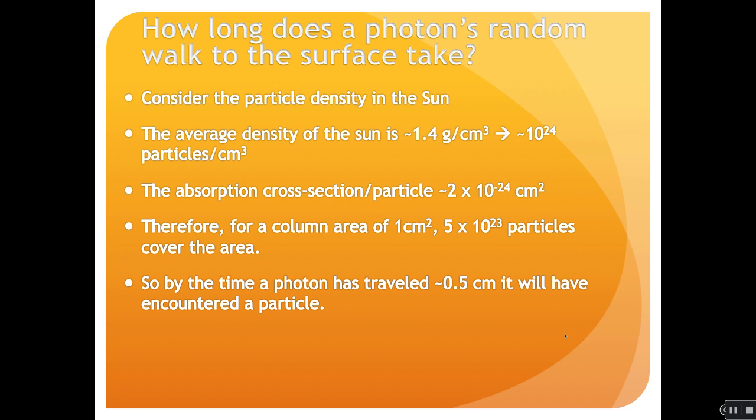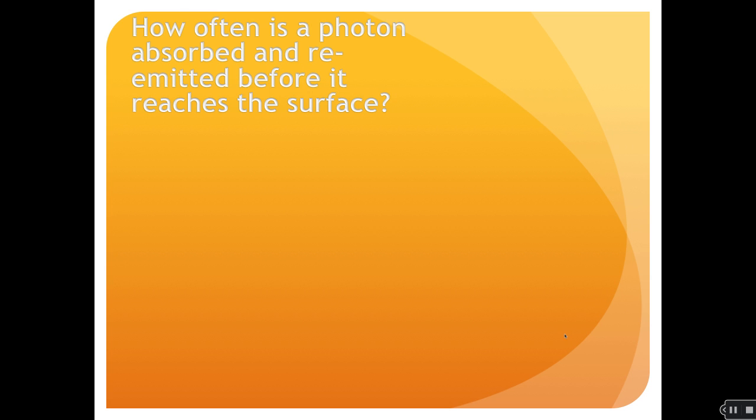If you compare that to the actual density of particles, 10 to the 24 particles per centimetre cubed, that means a photon is only going to travel of the order of half a centimetre before it hits a particle. So on average, a photon will go half a centimetre, then it'll get absorbed. When it's re-emitted, you don't know what direction it's going in, but it'll still take that mean path of half a centimetre. So that's our mean free path.